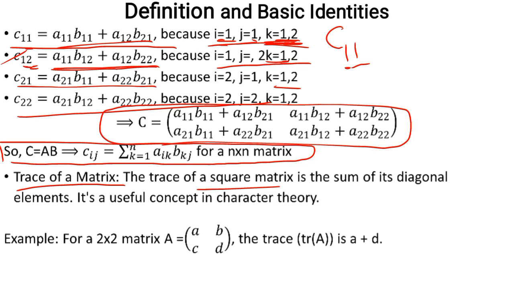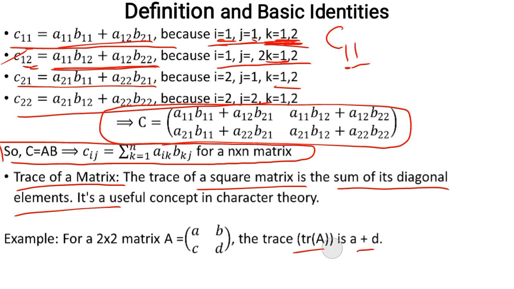The trace of a square matrix is basically the sum of its diagonal elements. This is how it is. If you have a 2 by 2 matrix, you just sum these entries here together and you get the trace. So the trace is just a plus d.